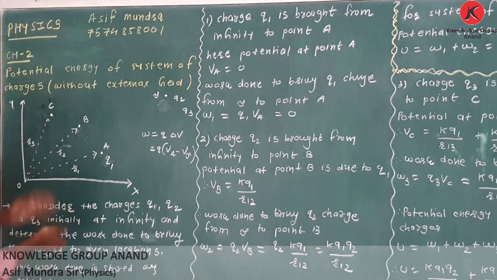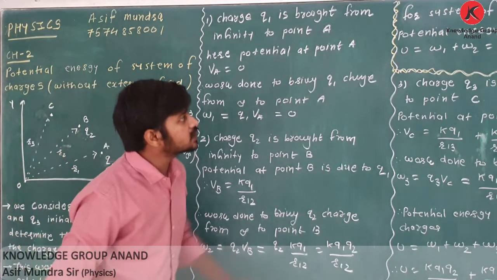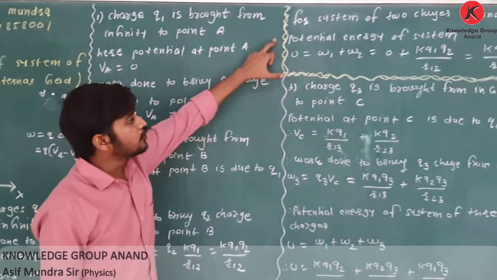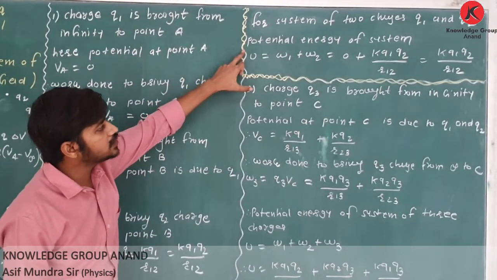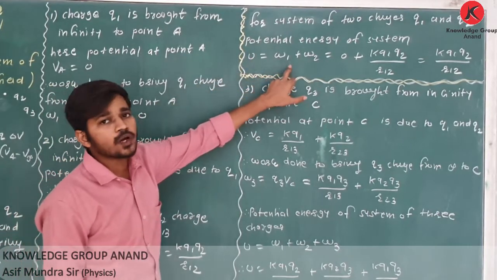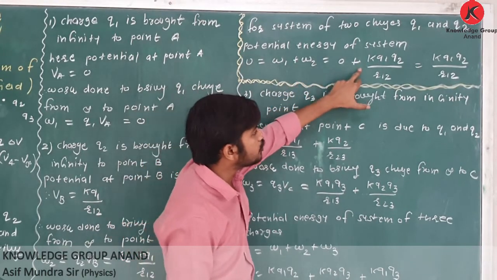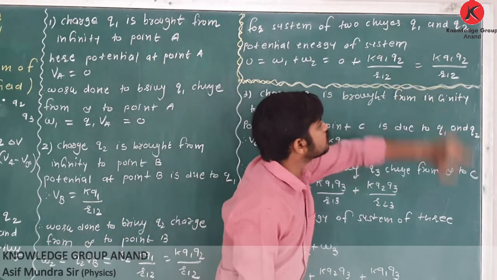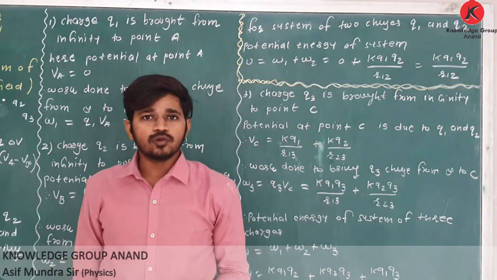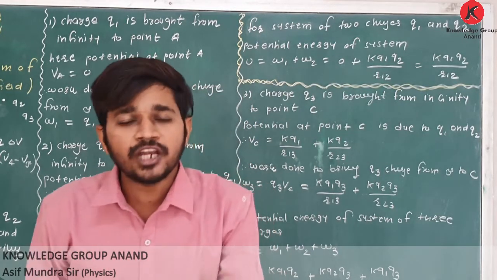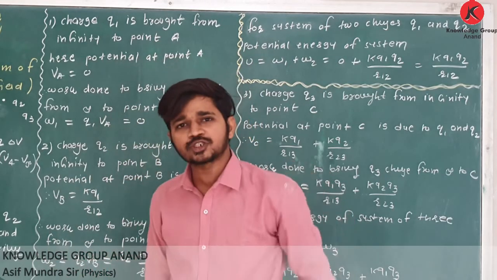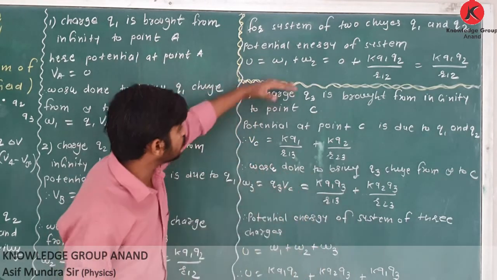If we have a system of only two charges, then what is the work done to bring Q1 charge? W1. What is the work done to bring Q2 charge at point B? W2. Then for a system of two charges, Q1 and Q2, the potential energy of the system U is equal to the total work done. W1 plus W2 is equal to 0 plus KQ1Q2 upon R12, which is equal to KQ1Q2 upon R12. So if you are asked the potential energy of only two charges Q1 and Q2, then your theory is over.